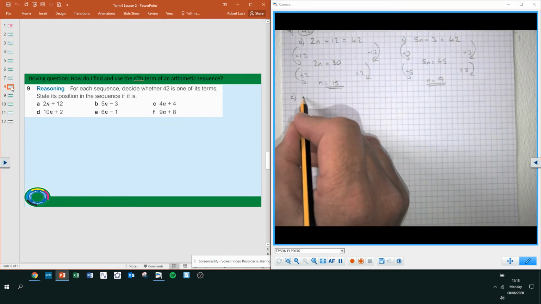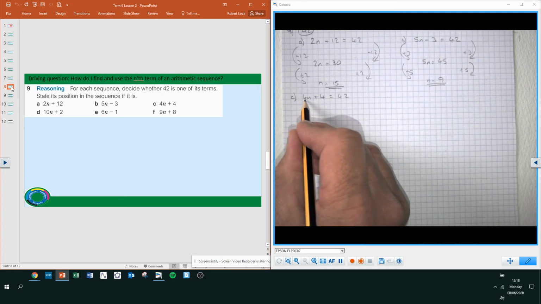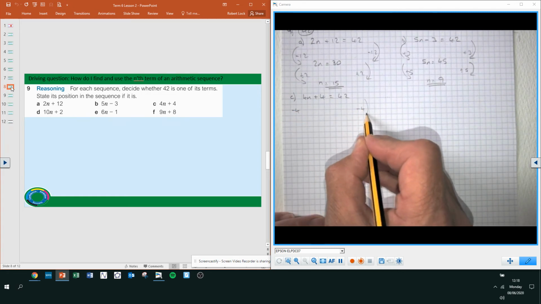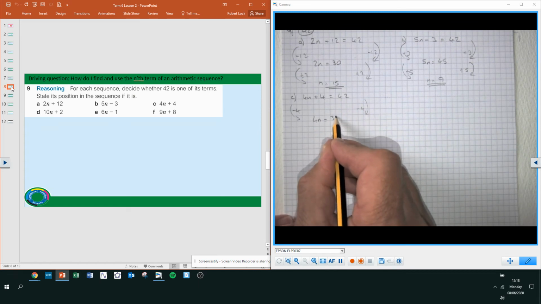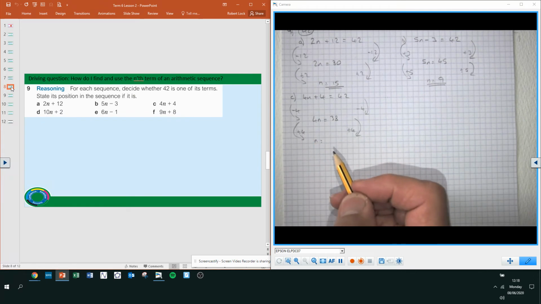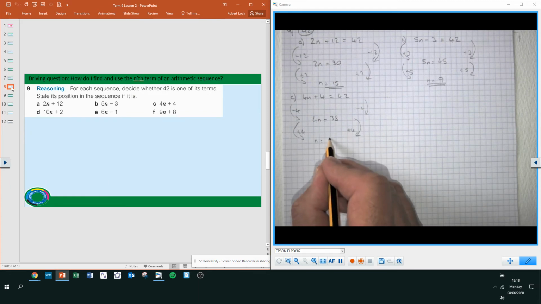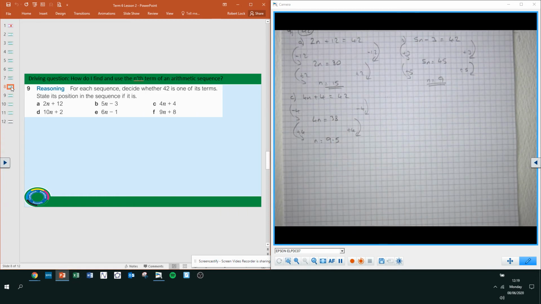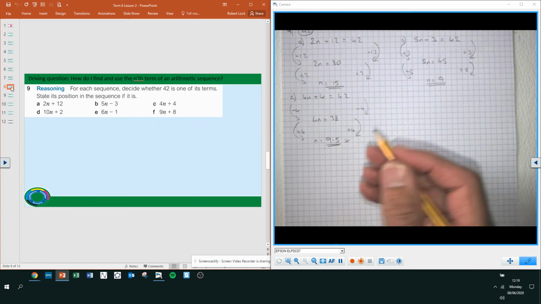C. 4n plus 4 equals 42. Take away 4 on both sides. 4n equals 42 take away 4, which is 38. And then we divide by 4 on both sides. n equals 38 divided by 4. 36 is 9, 2 left over, that makes 0.5, so 9.5. So 42 is not part of the sequence, because it's not a whole number.